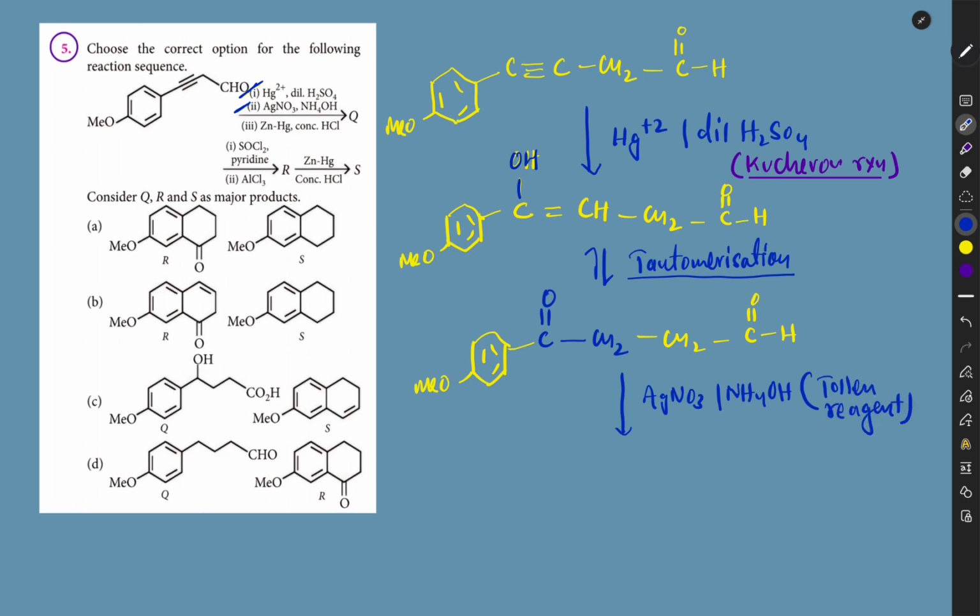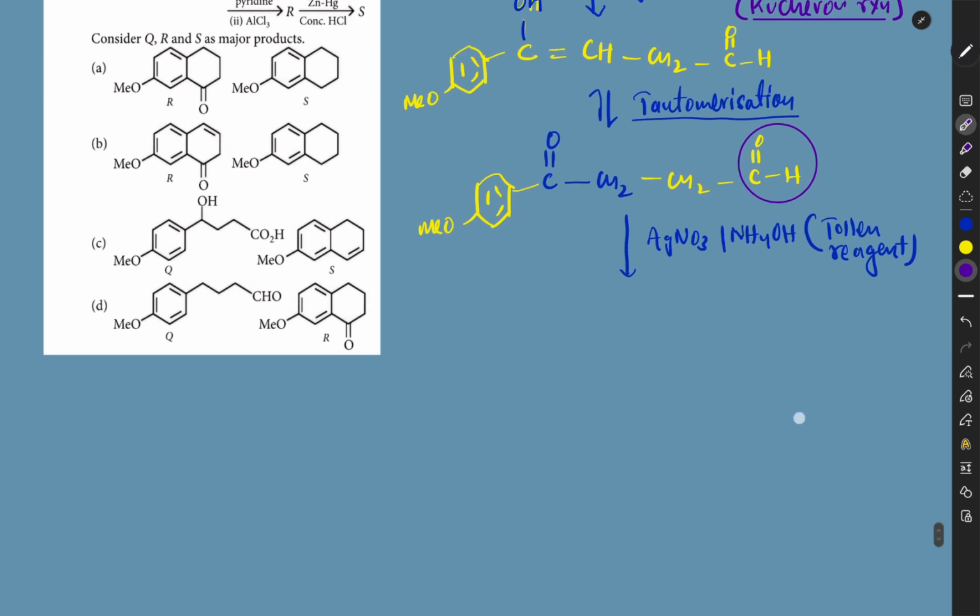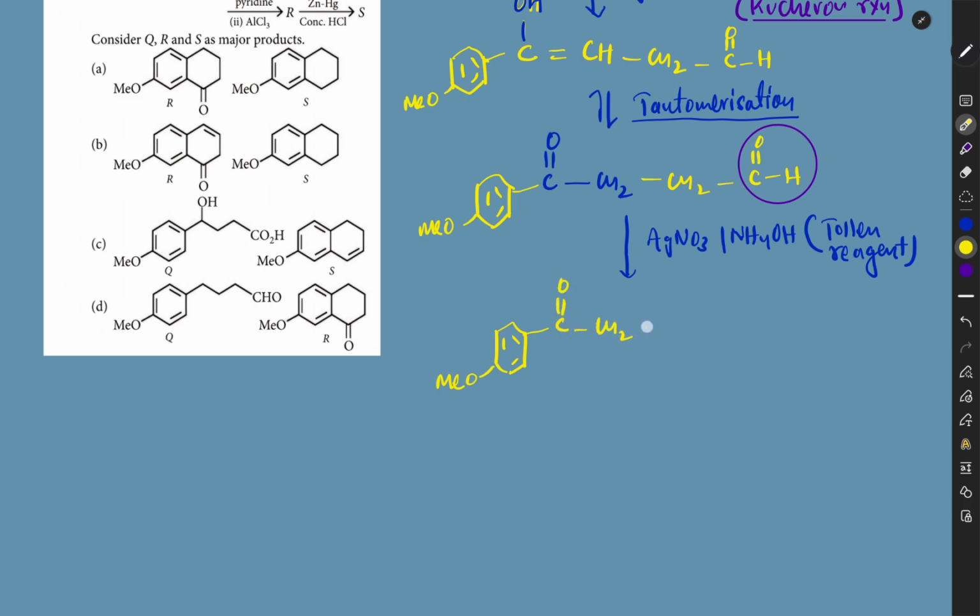Now with Tollens reagent, this aldehyde group will get oxidized to carboxylate group. So this CHO group will get oxidized to carboxylate group, and we will have a product this way. This OMe is not getting affected, and this will be C double bond O, CH2, and we will have C double bond O and O negative, right? So this will get oxidized to carboxylate ion.